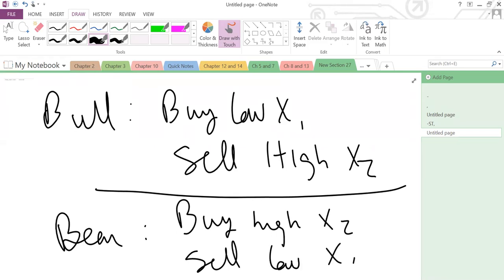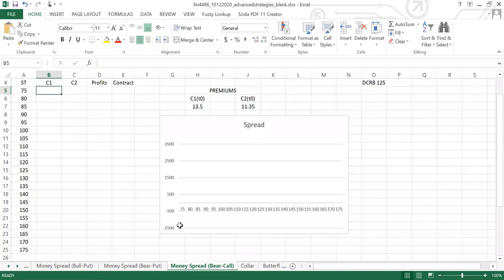So regardless of whether you're building the spread with call options or with put options, these rules will always stay the same. If you're building a bull spread, you buy the low strike and sell the high strike. If you're building a bear spread, you buy the high strike and sell the low strike. Okay, so let's quickly go back to this, and we can then do this bear spread with calls.